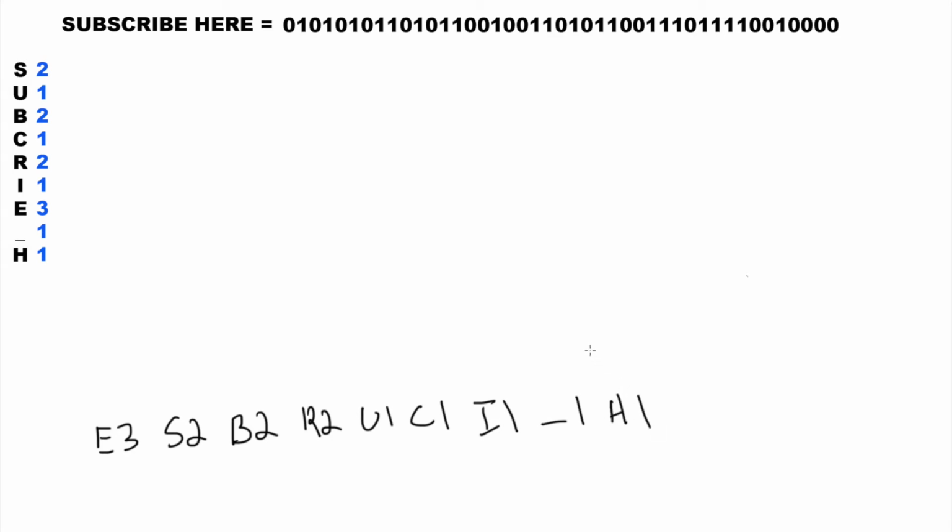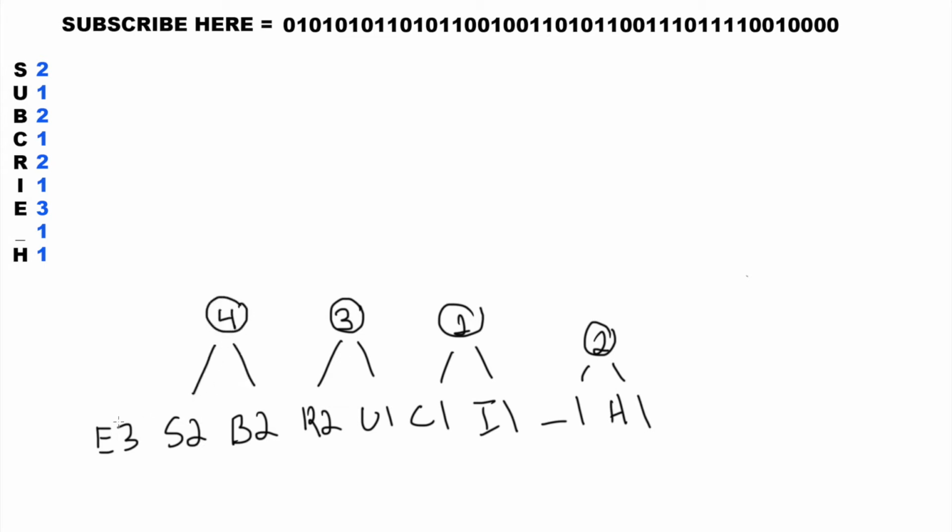So now let's start by creating the nodes. What we're going to do is just add the frequencies here. So 1 plus 1 is 2. 1 plus 1 again is 2. 2 plus 1 is 3. 2 plus 2 is 4. Now over here 3 is the least, so 3 plus 4 is 7.